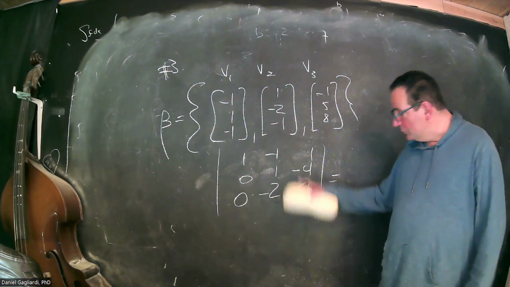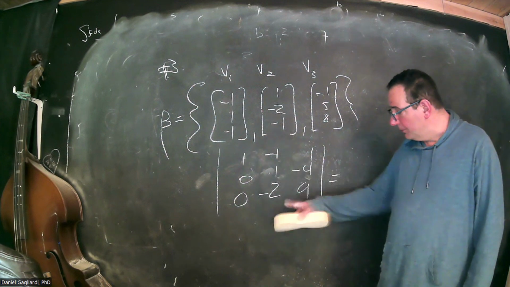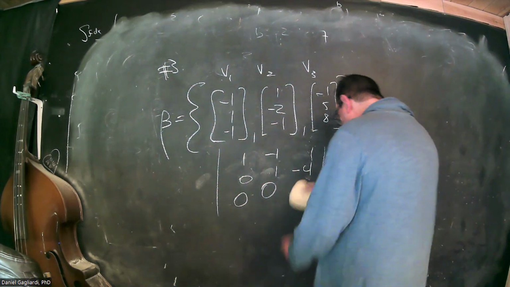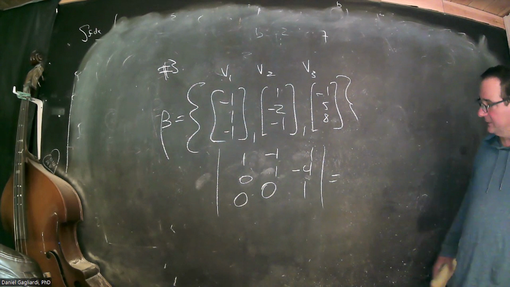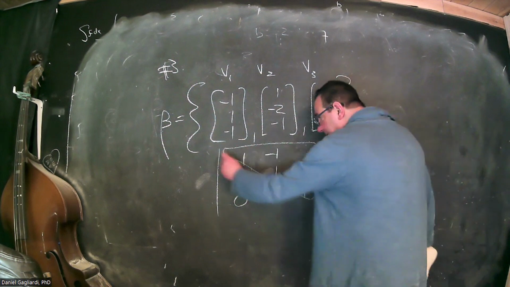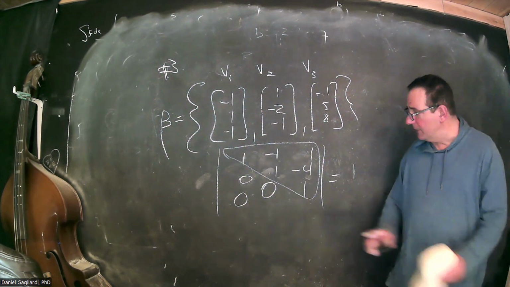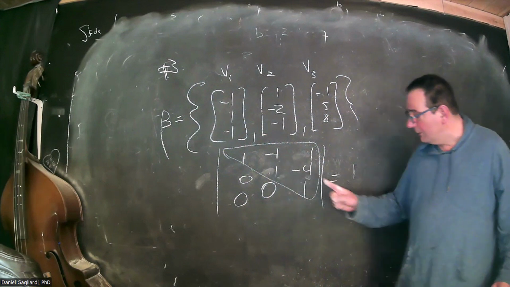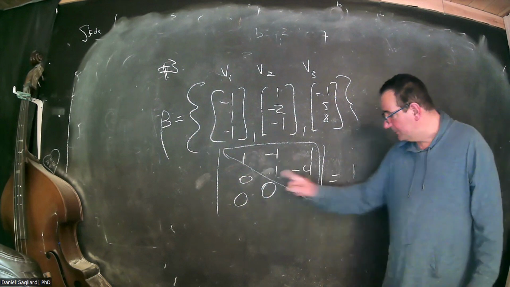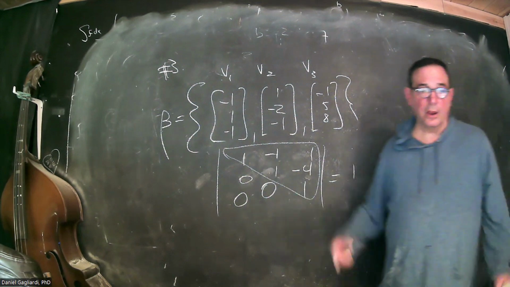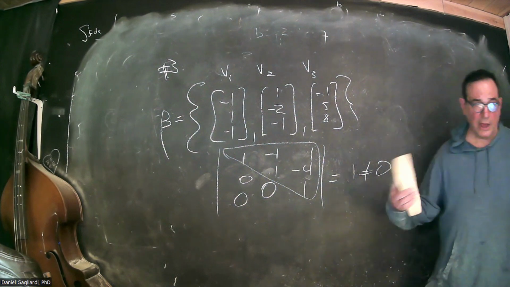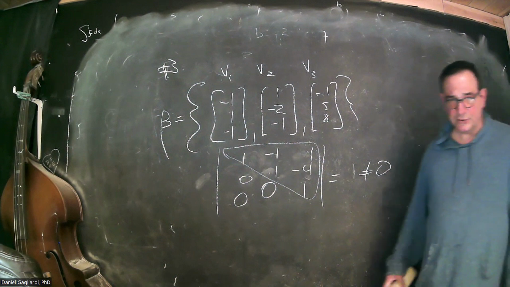All right, let's add 2 row 2's to row 3. Doing so, we obtain a 0, and then we obtain a 1. Isn't that neat? The determinant is equal to 1, because we have an upper triangular matrix, and the determinant of an upper triangular matrix is the product of the entries on the diagonal. So 1 times 1 times 1 gives us a determinant of 1. This determinant is not 0, thus the vectors are linearly independent, thus the vectors are a basis for three-dimensional space.